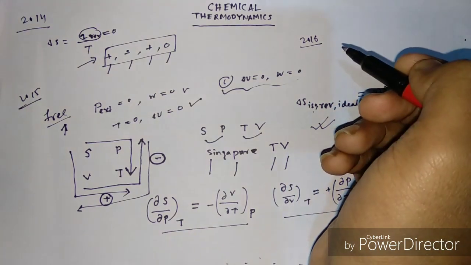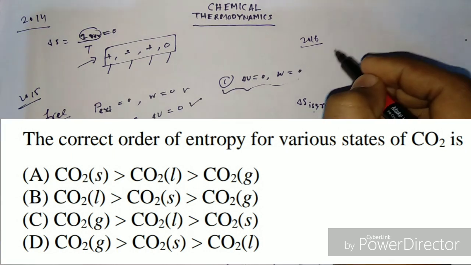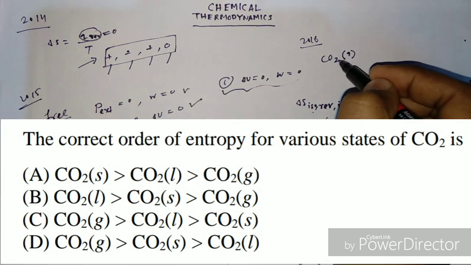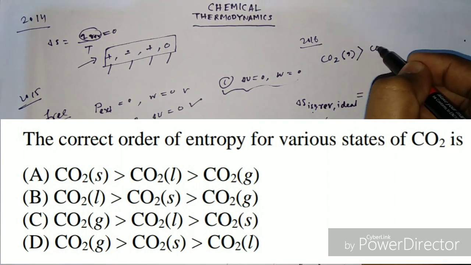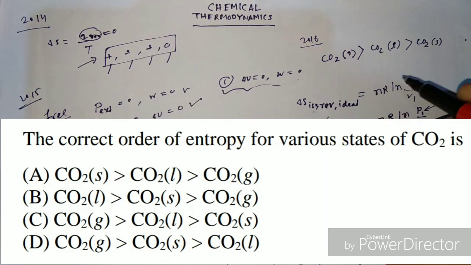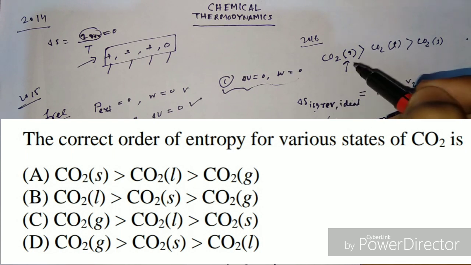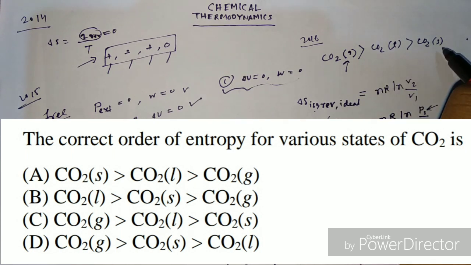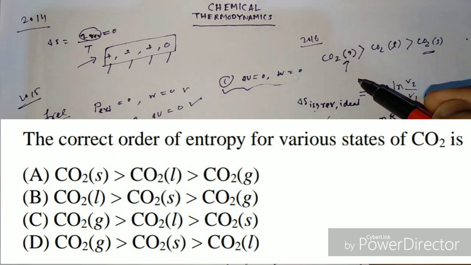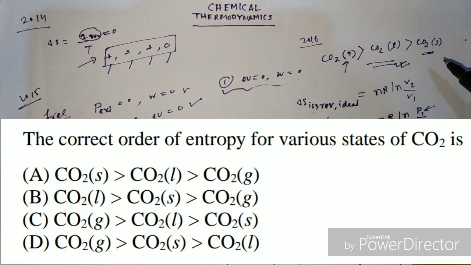Okay, so the first question was the entropy order of various states of CO2. So CO2, when it is gaseous, has the highest entropy, then CO2 liquid, and then CO2 solid. It's a very easy question. You may face this kind of question in JAM 2019 also. Why is this? Because in the gaseous state, the disorderliness of the system is maximum. In the liquid state, it's medium, and in the solid state, it's lowest. As disorderliness measures the entropy, entropy will be maximum and minimum accordingly. So this will be the correct order of entropy, right?